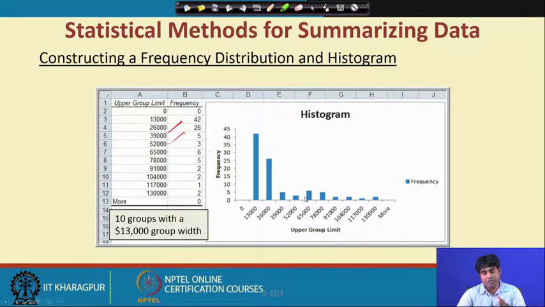So, the visualization will show which particular income group has a high frequency, and which income group has a low frequency. That means it is a different kind of structure through which you can observe the data and get some kind of inference.